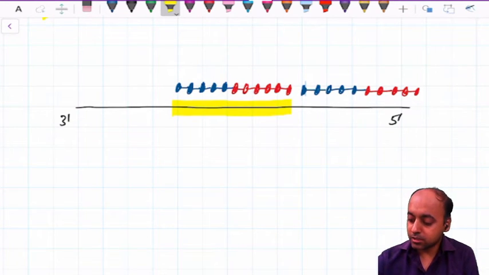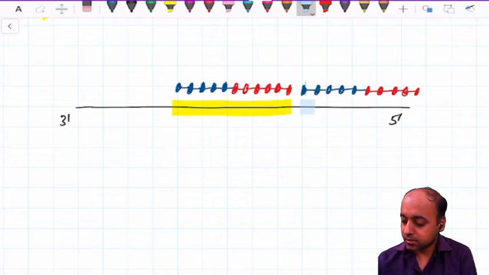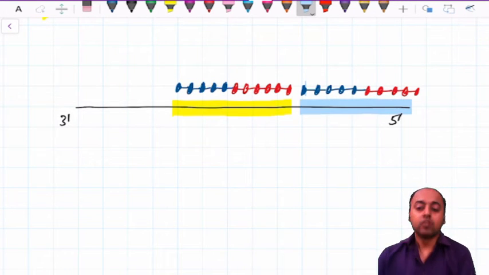This is one segment and this is the second segment, overlapping segments.